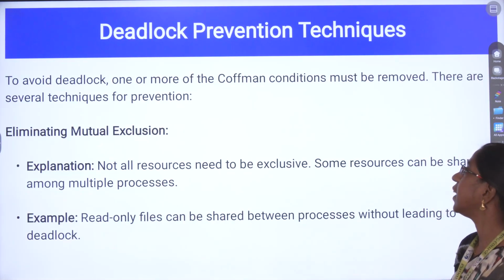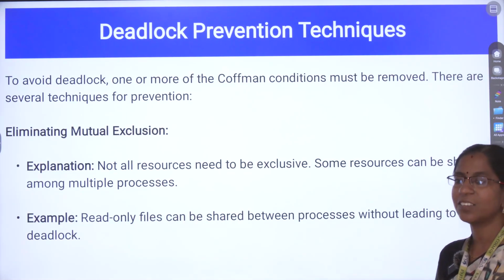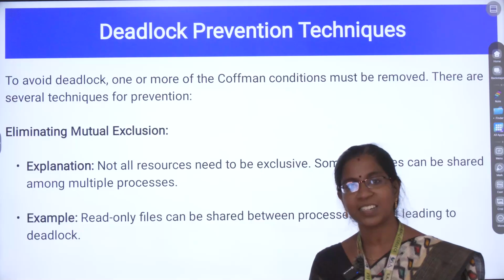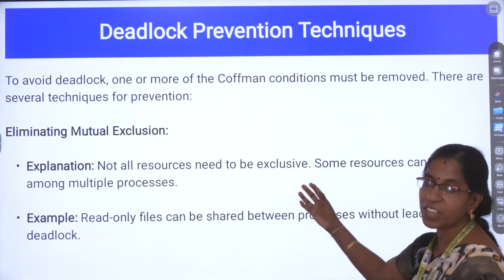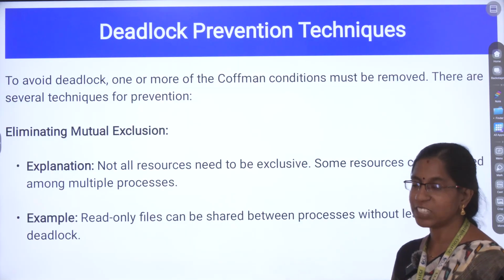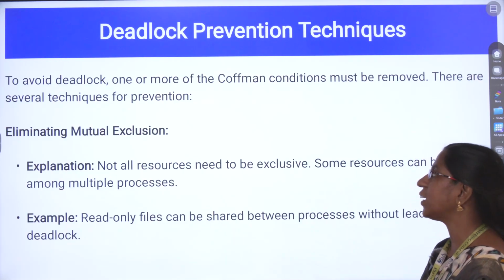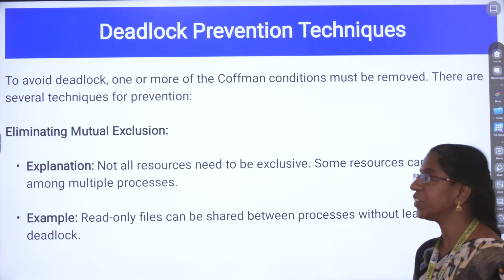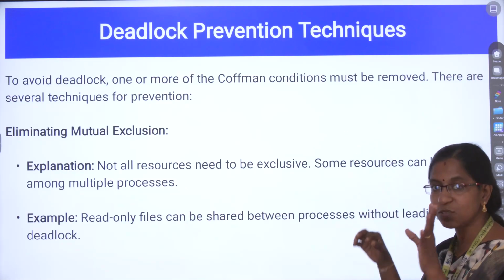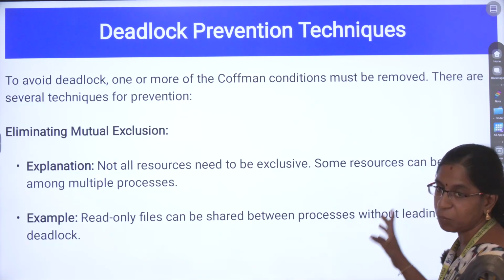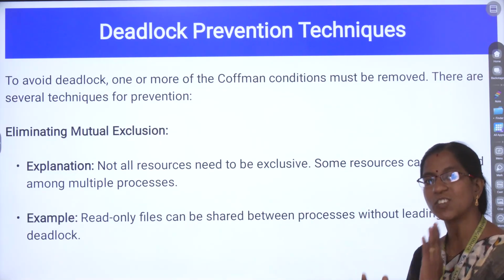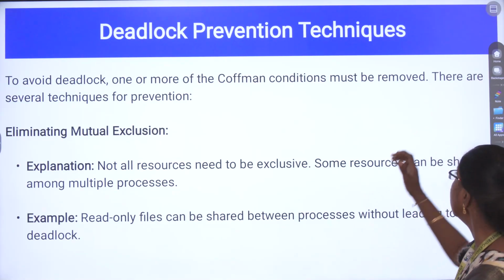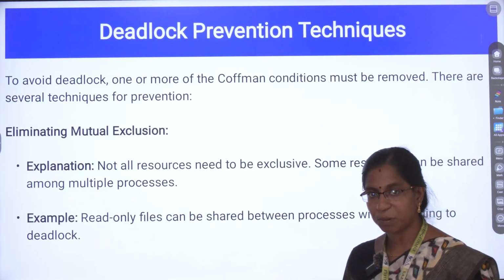Next, deadlock prevention techniques. We now know the conditions for deadlock creation, so how can we prevent deadlock? To avoid deadlock, one or more of the Coffman conditions, these four conditions, must be removed. Only then is the system called a deadlock-free system. There are several techniques for prevention.